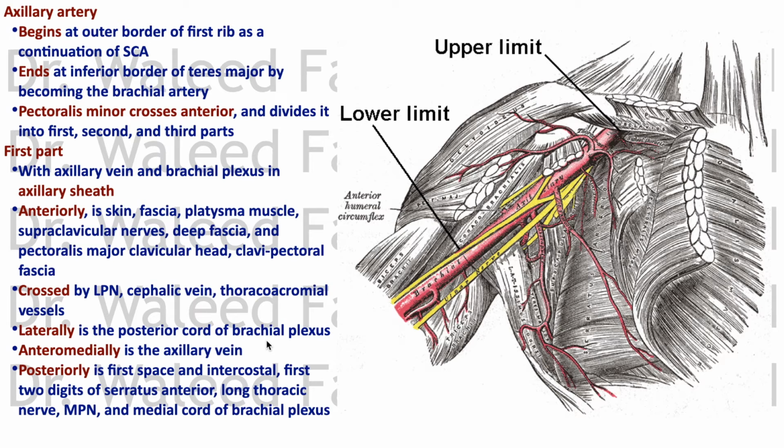Anteromedially is the axillary vein, and posteriorly is the first intercostal space and intercostal, the first two digits of serratus anterior muscle, the long thoracic nerve, the medial pectoral nerve, and the medial cord of the brachial plexus. These are the relations of the first part. It's better to understand the relations rather than learning them by heart.